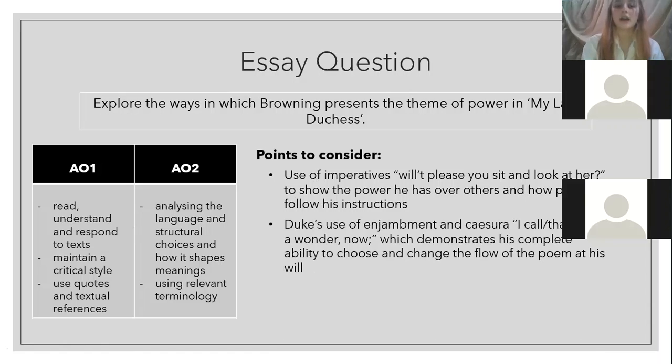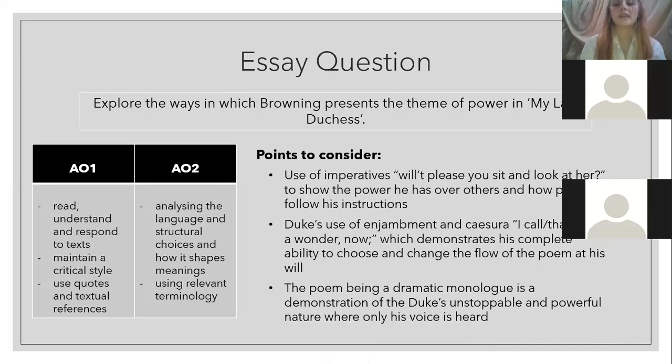Another thing would be the use of, I can never say this word, enjambment and caesura, which is the use of no punctuation at the end of lines before you go into the next one, or putting punctuation in the middle of lines instead of at the end. The example I put was "I call" with no punctuation, going on to the next line, "That piece of wonder now." That is a demonstration of the Duke's ability to change the flow of the poem how he feels like it. He gets to manipulate how the poem sounds to the reader because of the punctuation he uses and the pauses he takes.